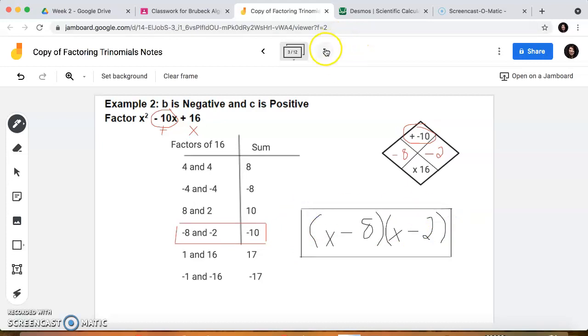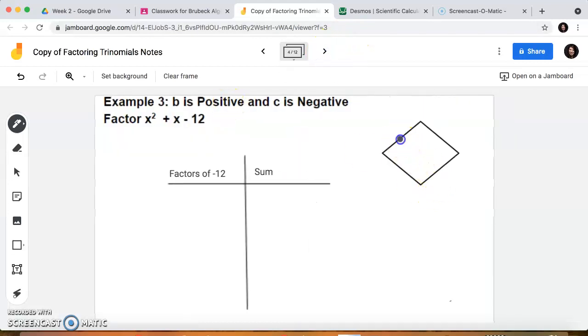Let's do the next one. So the next one, we need to find two numbers that multiply to equal a negative 12. Then we need to find two numbers that add to be a positive 1, because there's an invisible 1 in front of that x. So it needs to add to be 1. So we need to find the factors of negative 12.